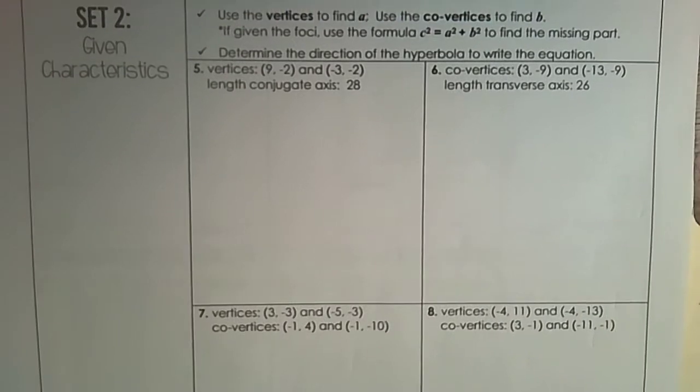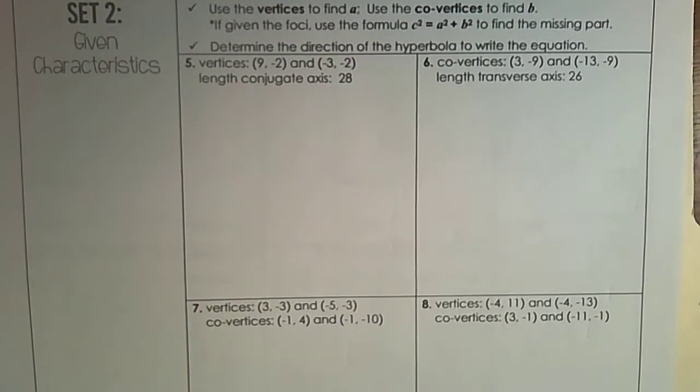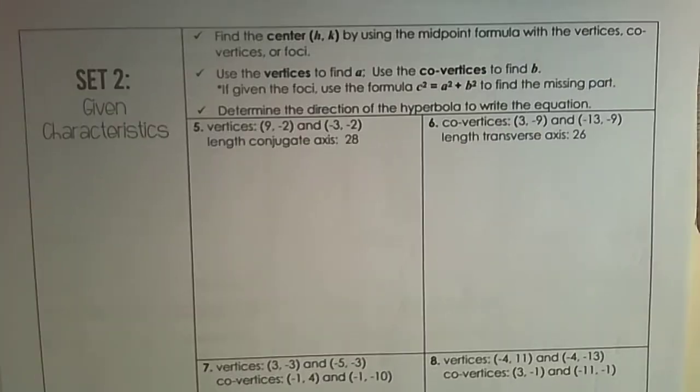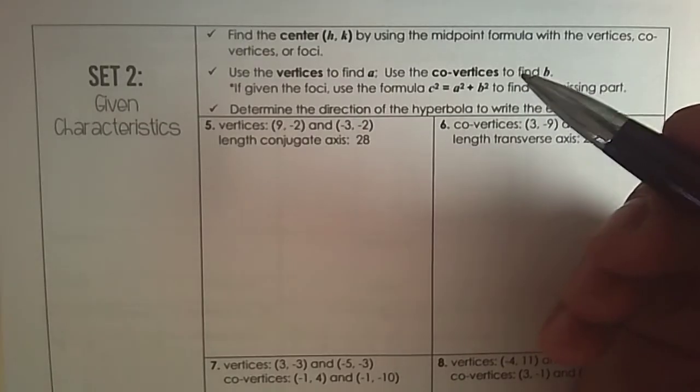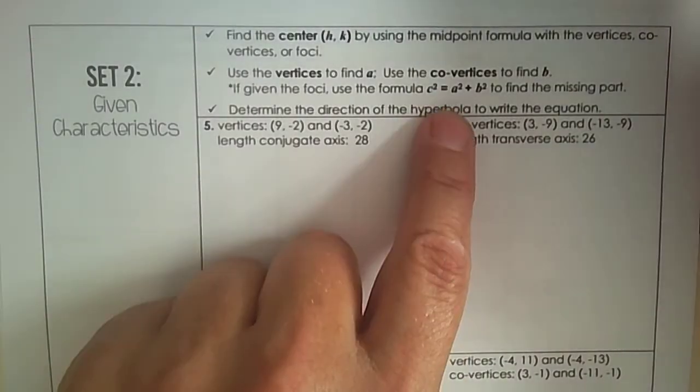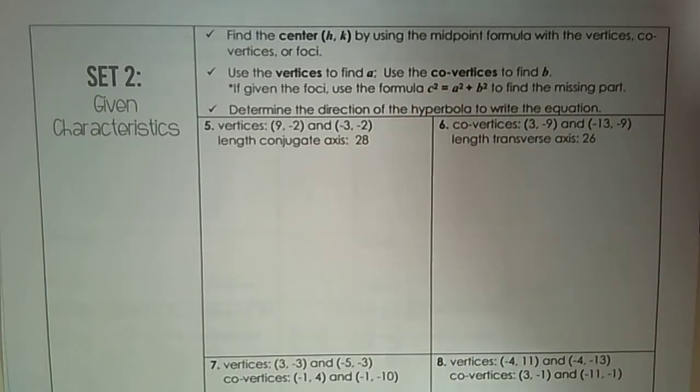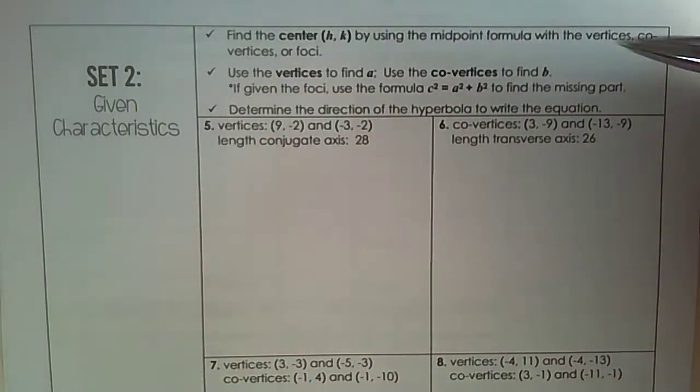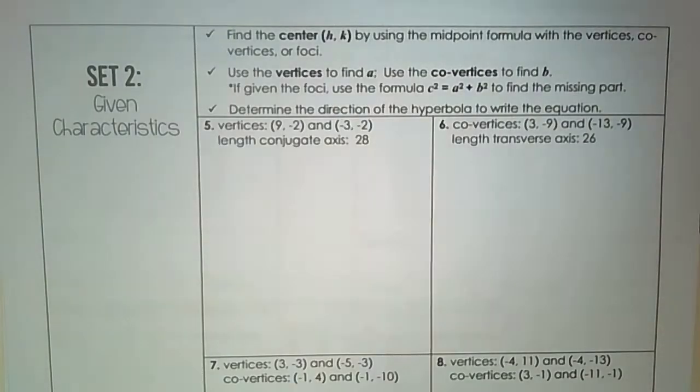Can you write the equation, not off a graph, but just information given about it? So you do need to find the center, and you need to use the vertices or co-vertices to find a or b. And you might have to use the foci and the equation to find the foci for a hyperbola. Notice the equation here, a squared plus b squared equals c squared. Didn't tell you, but that's obviously the Pythagorean theorem too.